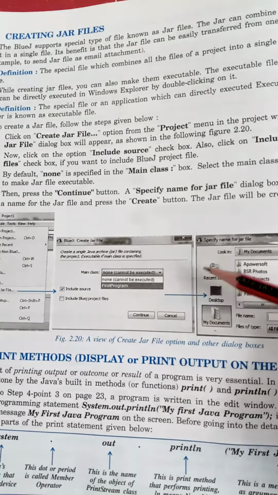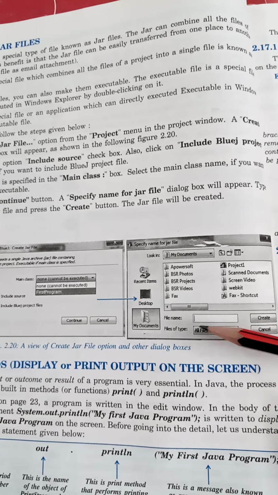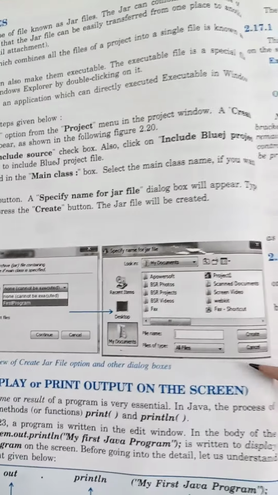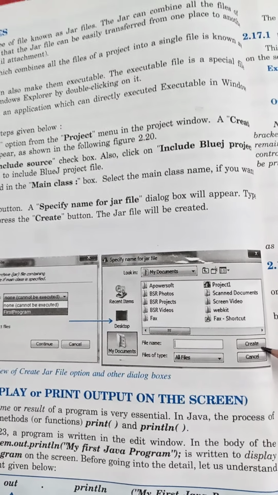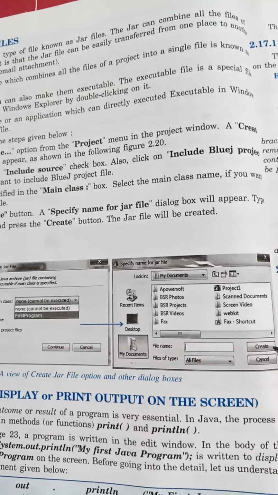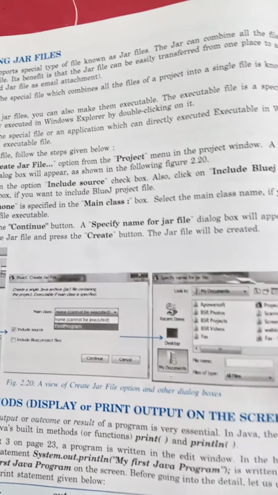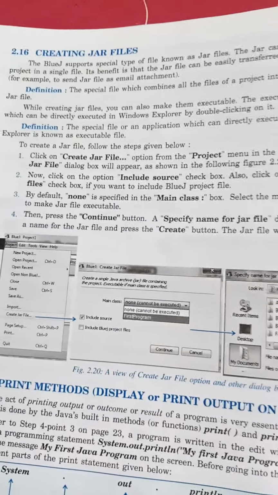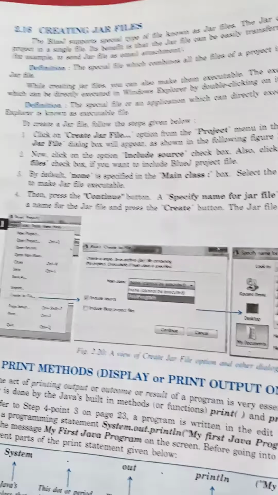Specify a name for the jar file. This dialog box will appear, then you type the name for that particular jar file and press the Create button in the dialog box. Then the jar file will be created. I'm just telling you how to create a jar file. You must know, but we will not be creating them in our programs. We will be writing our programs, making projects, compiling the class and running the class only.